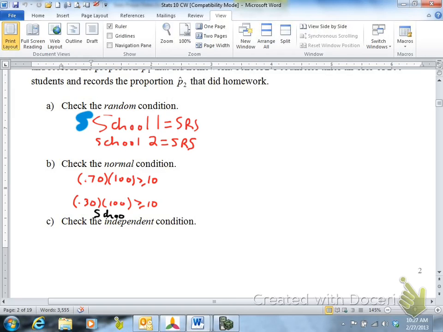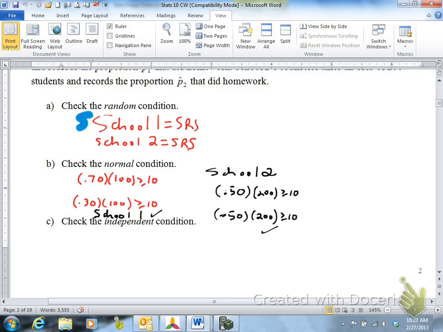School 1. So we can assume that the sampling distribution is approximately normal for that. And then next, for school 2, we have 50% at school 2. So this would be 50% times the number in the sample. The number in the sample was 200, and that's greater than or equal to 10. That's true. And then 1 minus 50% is 50%, so that's greater than or equal to 10. So for school 2, we can assume that the sampling distribution is approximately normal.